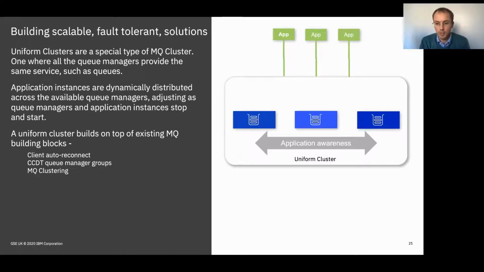In this uniform cluster, applications can be dynamically moved between the instances of the queue managers that are available to support the scale and balancing requirements of the application workload. And these uniform clusters are built on top of existing MQ capabilities that enable applications to automatically reconnect to queue managers should the connections be broken, and support applications connecting to one of a group of queue managers using abstracted connection information in a client channel definition table, or CCDT for short.